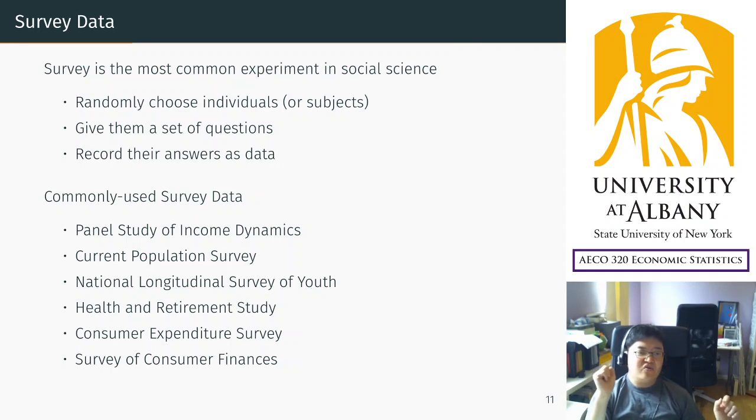That means you will randomly choose an individual or a household or any subject depending on your topic. It can be a firm or a country or a stock or financial asset, whatever. Randomly choose a person, give the individual a set of questions, a questionnaire, and have the person answer the questions. Their answers are our data, one point of our data. That is the basic structure of a survey.